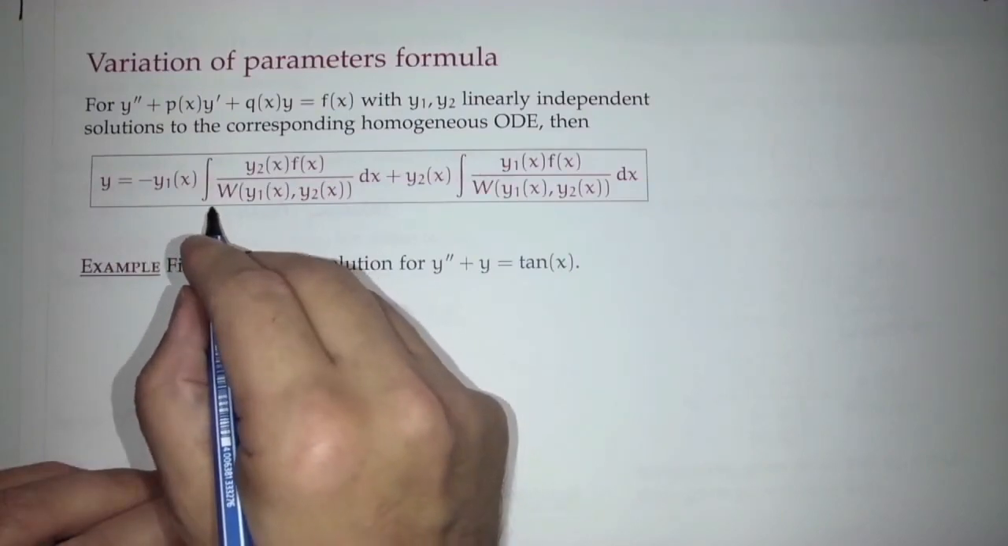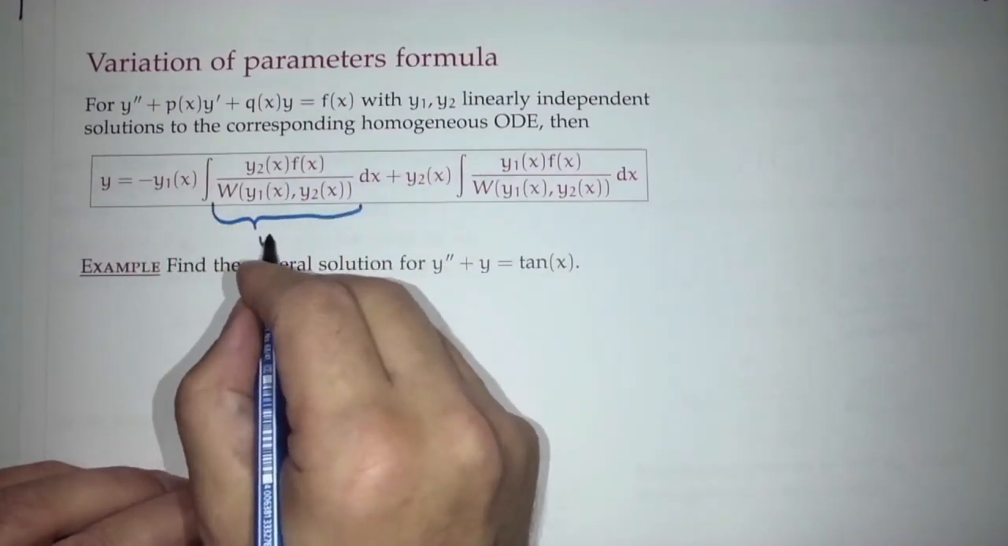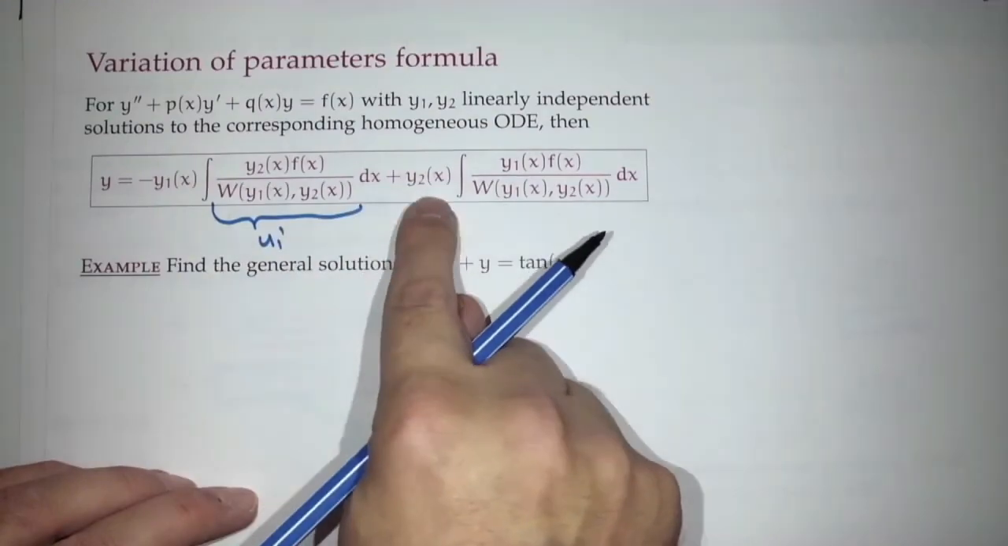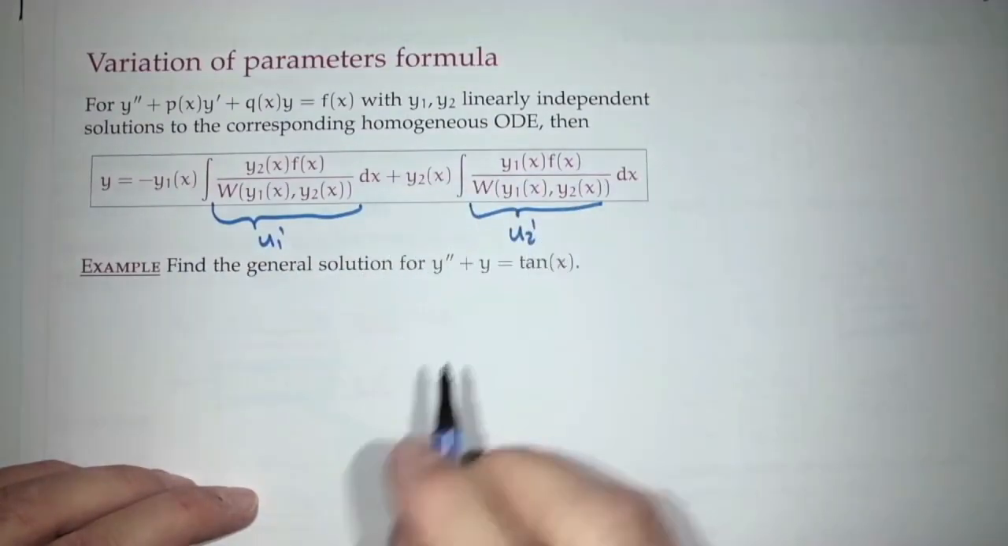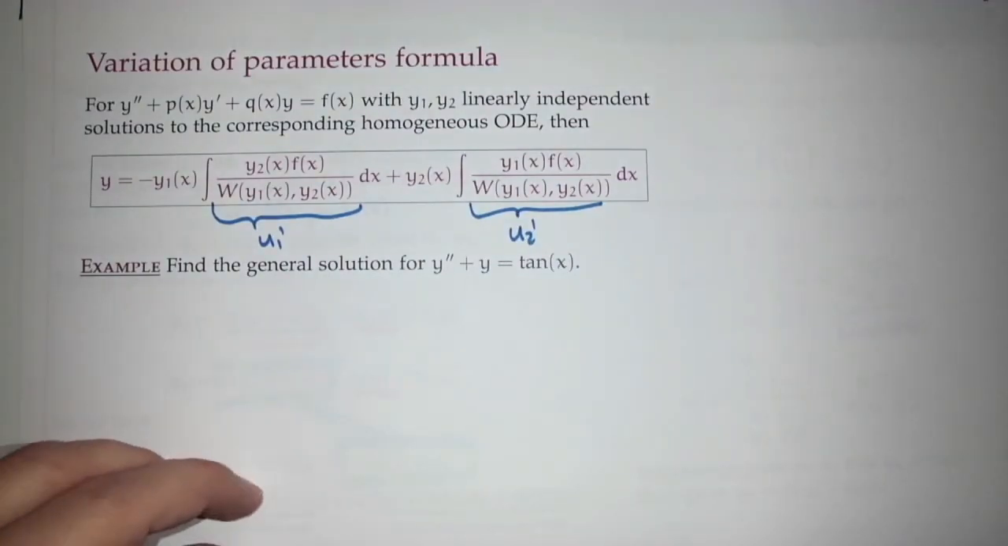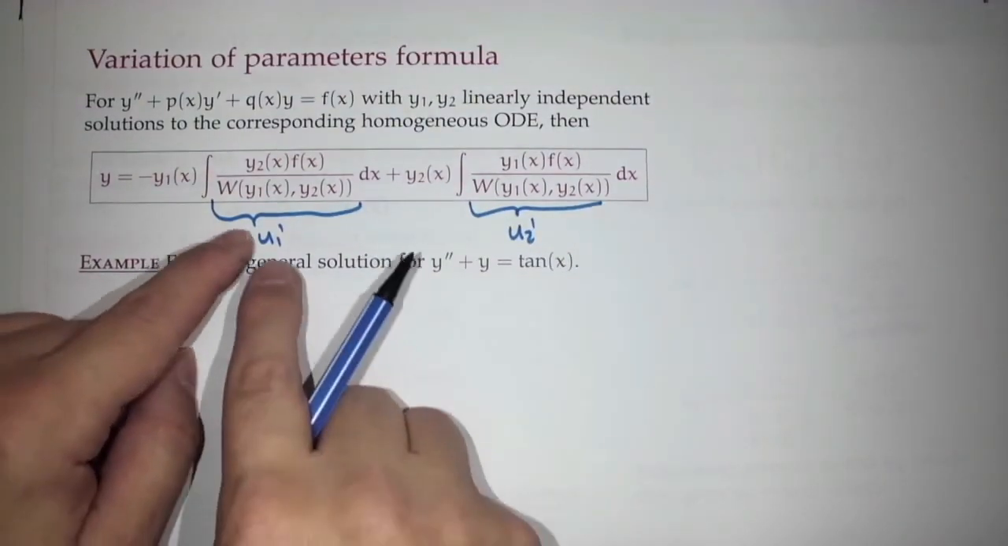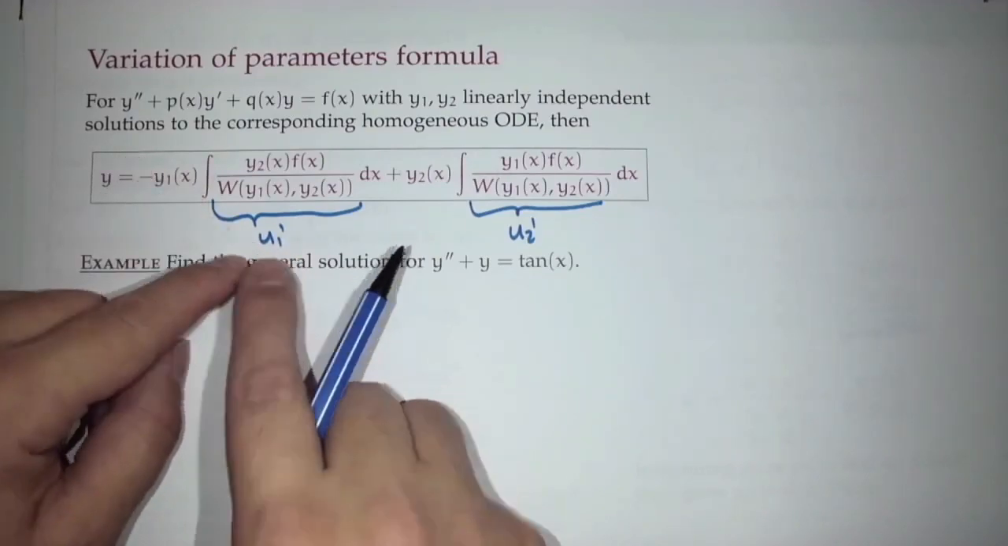Because this part right here inside there, this is our u1 prime. y2 times this stuff, but this stuff inside here is really u2 prime. And that's what's happening here. Now, technically, I should say U1 prime involves the minus sign, but that's all right.